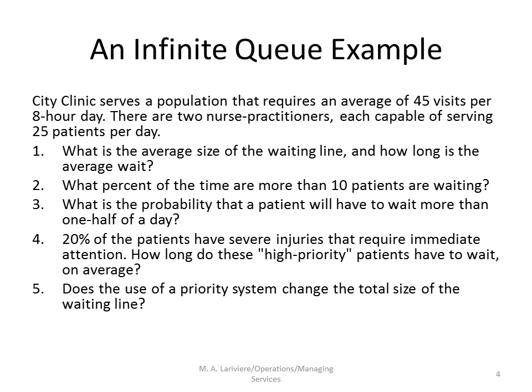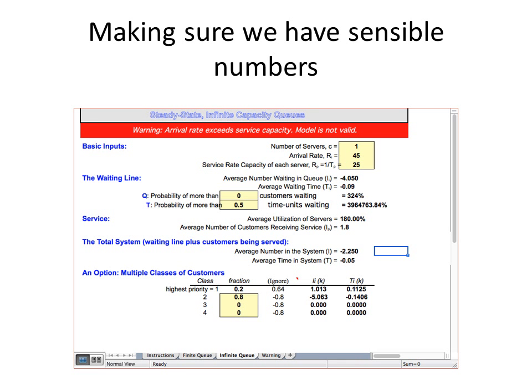If we go to use this, let's first look at the infinite queue spreadsheet. And one thing on this particular worksheet, we need to make sure we have sensible numbers. What numbers can we enter? Well, we can enter numbers where we have a yellow background. So this portion of the spreadsheet, up on the right corner, is where we'll enter the basic inputs. We need to know the number of servers, the arrival rate of work, and how fast an individual server can process customers, or more accurately, the capacity of an individual server.